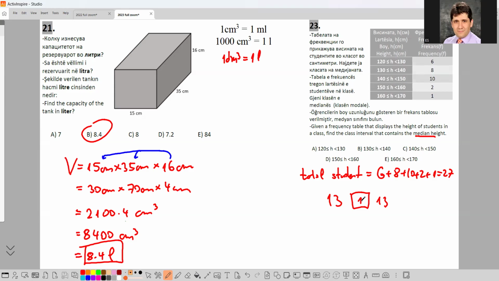So we want to know where is the 14th student, on which interval class the 14th student lies. We should arrange them according to height. So 6 and 8, well, the 14th is actually the last student in this modal class. So what is the answer? 130 to 134. That's it.